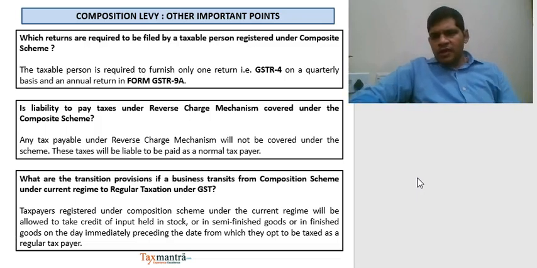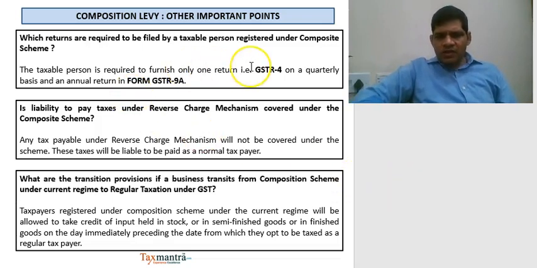So if you are doing an interstate sale, or if your sale is more than 75 lakhs, or if you are doing e-commerce sale, then you will come out of the composition scheme. So let's have some of the main points.